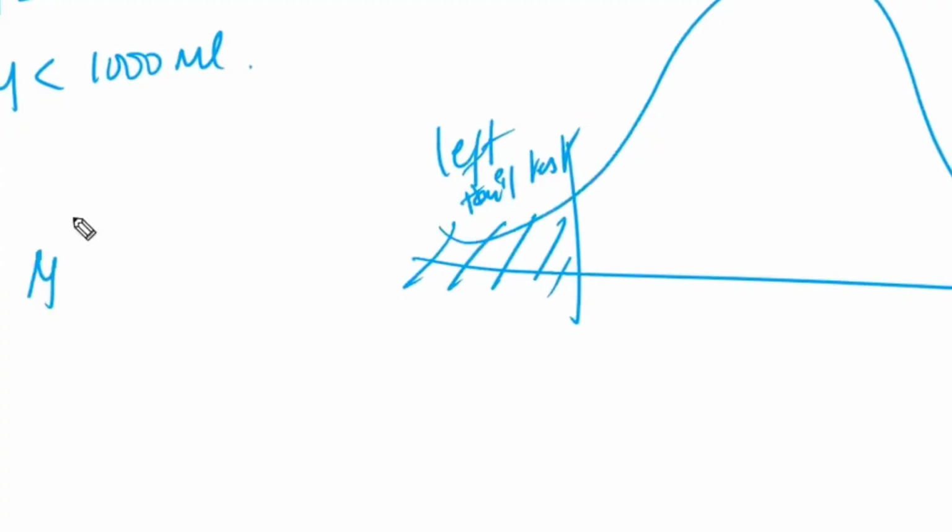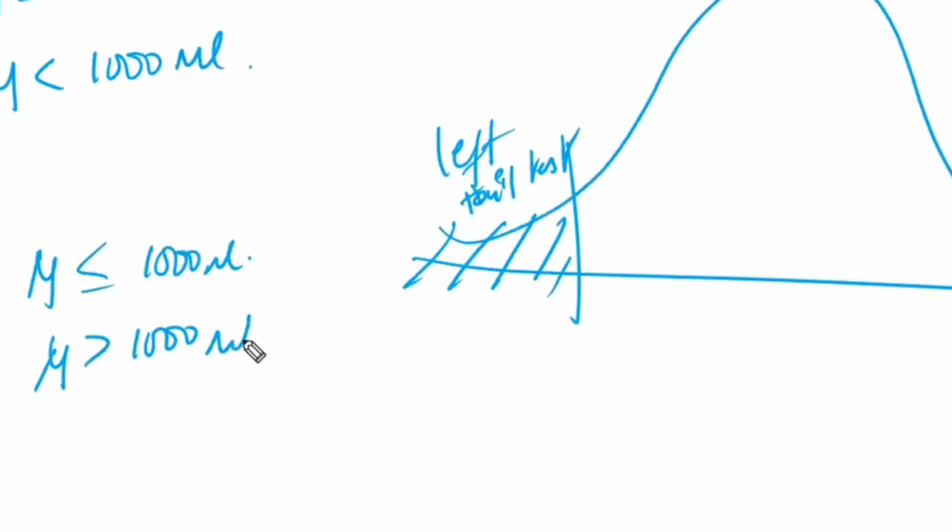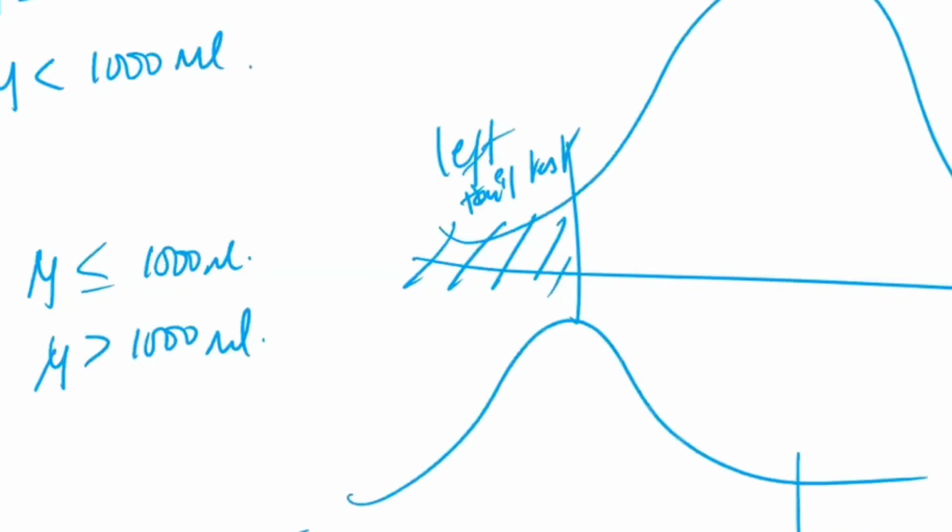Now, for example, you have mu less than or equal to 1000 ml, and the alternate is mu greater than 1000 ml. When are you going to reject? In this case, when it is more than 1000, this part will reject. Less than means will not reject. This is called a right tail test. Right tail test means the rejection will be on the right side. Left tail means the rejection will be on the left side.